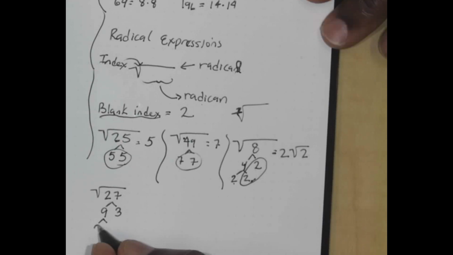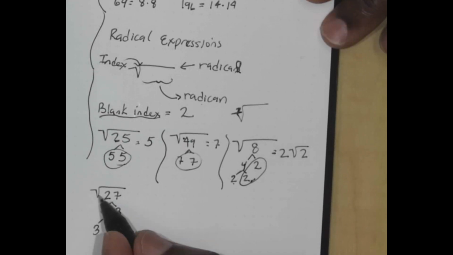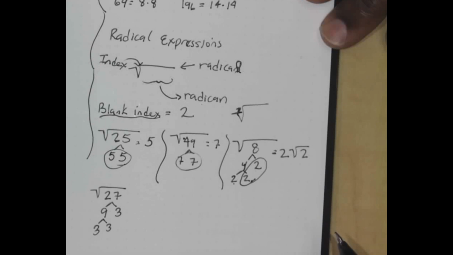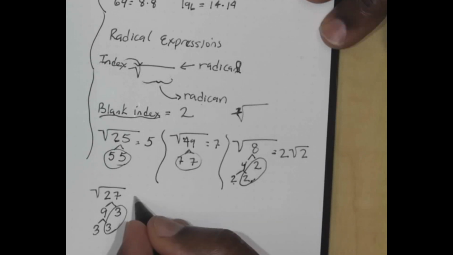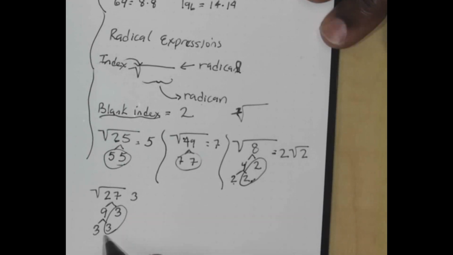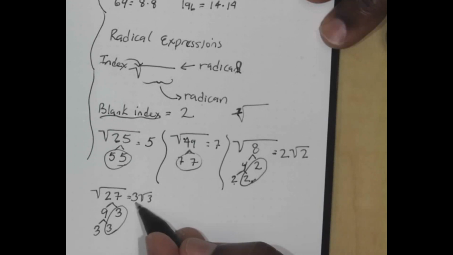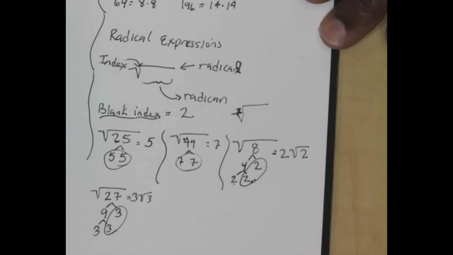What? 3 times 3. Remember, your index is your code. It's telling you, if you find 2 of something, take it out. Do we have 2 of anything? 3. So we got two 3s. So a 3 will come out, but what? A 3 is left over. So the square root of 27 is 3 square root 3. Let's keep going.